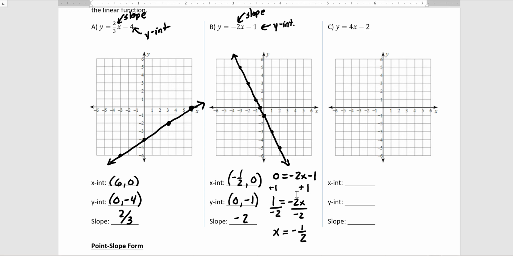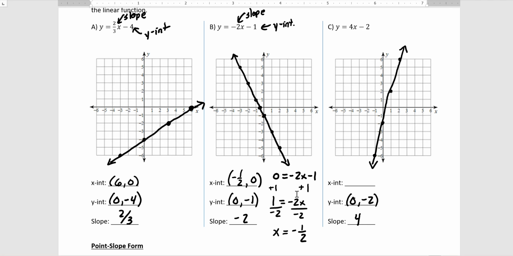All right, letter C. y equals 4x minus 2. My slope then would be 4. My y-intercept would be 0, -2. Let's graph it. -2 goes right there. My slope of 4 tells me up 4, right 1, up 4, right 1, or down 4, left 1. All right. And then I can connect my dots to graph my line. So I'm just going to connect those dots just like that.